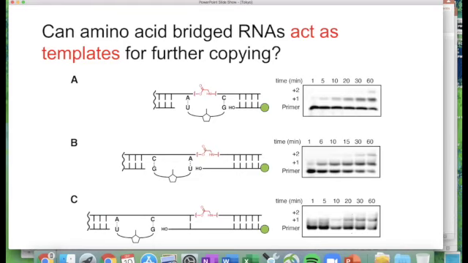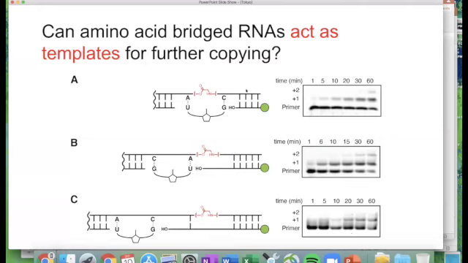Having shown that attached amino acids do in fact enhance the rate of copying, we turn to the second question. We wanted to know whether the amino acid bridged RNA that results from our copying could act as templates for future cycles. We prepared glycine bridge templates using a novel synthetic strategy and tested them in primer extension reactions. We tested 3 cases, shown here, that differed only in the position of the primer relative to the glycine bridge and the template. In the first case, the glycine bridge joins the 2 nucleotides that compose the dimer binding site.